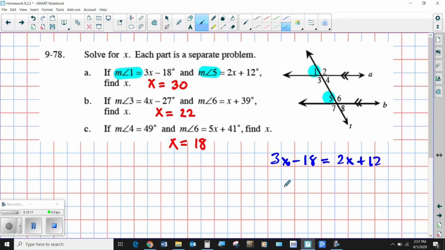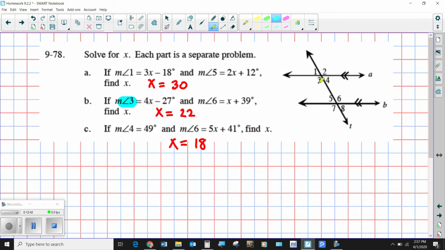I'm going to take away 1x from each side. I'm going to add 18 to each side, and that's how you get your answer for x is equal to 30. Now, if I plug in 30 here, that becomes 90 minus 18 is 72. And if I plug in 30 here, that's 2 times 30 is 60, plus 12 is also 72. So do the checks, make sure you didn't make any simple mistake. Moving on to the next problem.